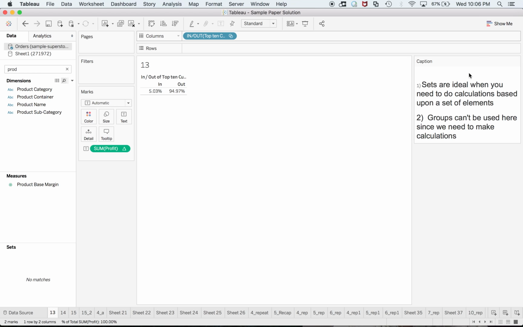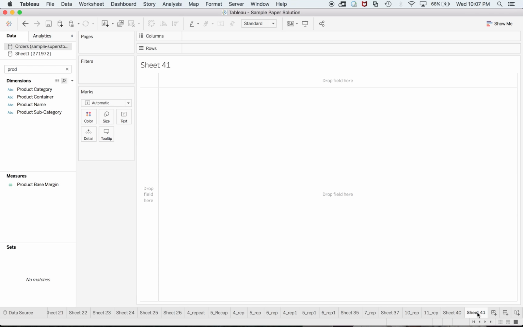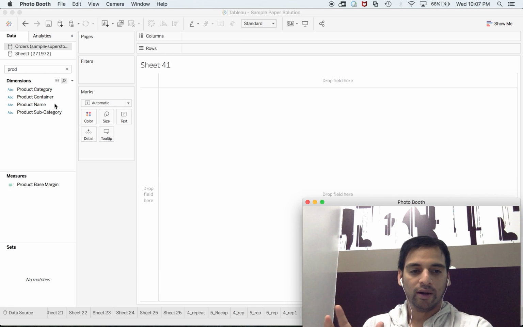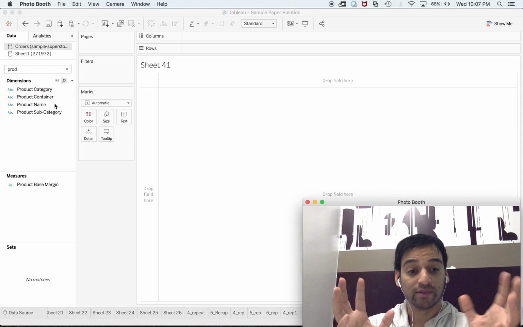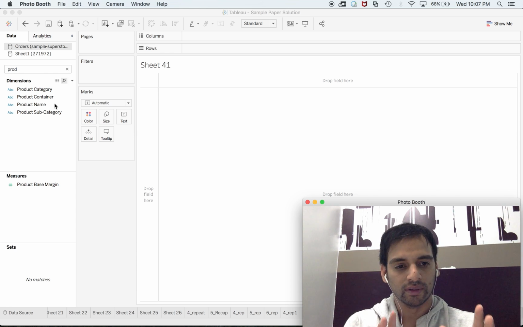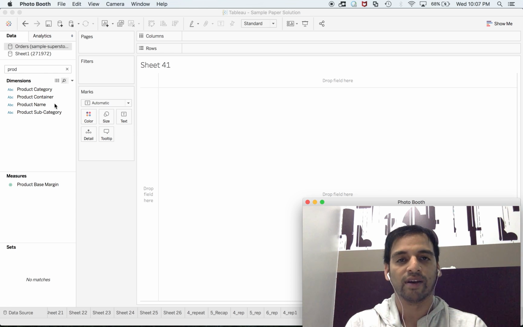Sets are, so we need to make use of sets over there. Sets are ideal when you need to do calculation based upon a set of elements. Group cannot be used here since we need to make calculations. So you know the difference between group and set, and I'm assuming that you already know. So whenever they ask you for top 10, then they ask you to do any sort of calculation based upon that group, or say set, not group. Don't get confused. So you make use of sets only because sets are flexible with calculations over there.